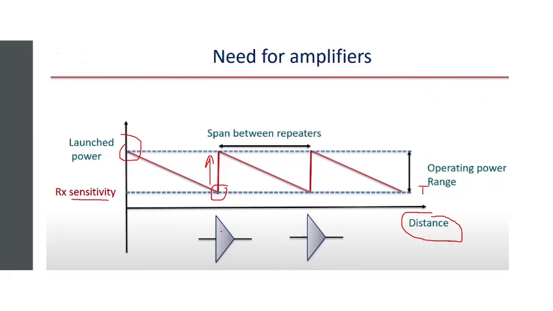So for that we place an optical amplifier in the network so that our power level increases, even though the noise levels also increase when we use any amplifier in the network. So that's why the number of amplifiers that can be placed between two sites is always limited. So let's move ahead.